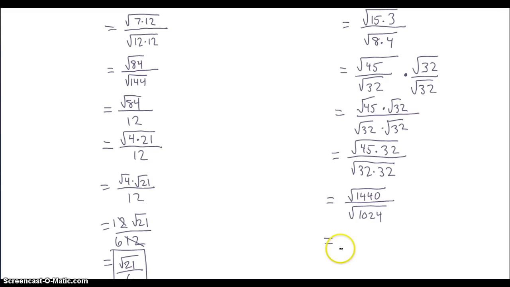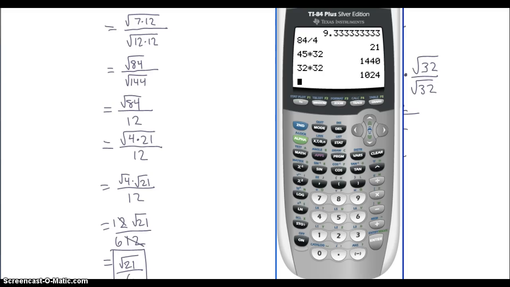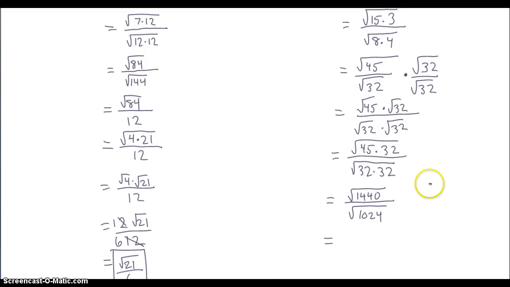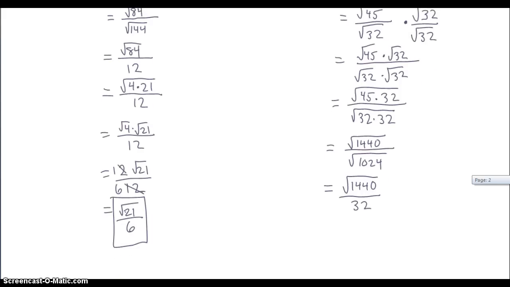Now if I've done my math correctly, even though this is a huge number, 1024 should be a perfect square. I should be able to take the square root of 1024 and get an integer answer. And I do, 32. So I have the square root of 1440 over 32. Now at this point, I'm right here. My denominator has been rationalized. Now I need to simplify my numerator.